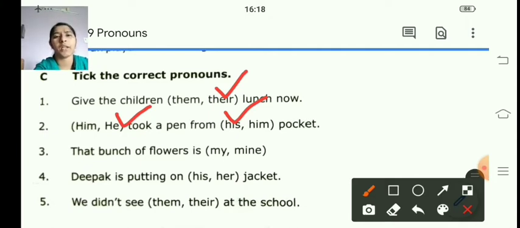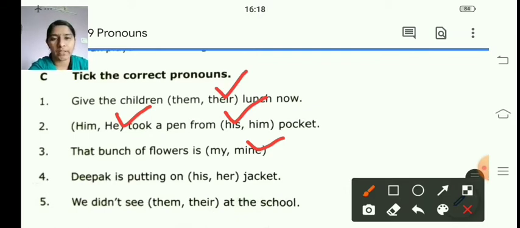Third one, that bunch of flowers is my or mine. That bunch of flowers is mine. My will not come there. So that bunch of flowers is mine. You say like that. Okay.